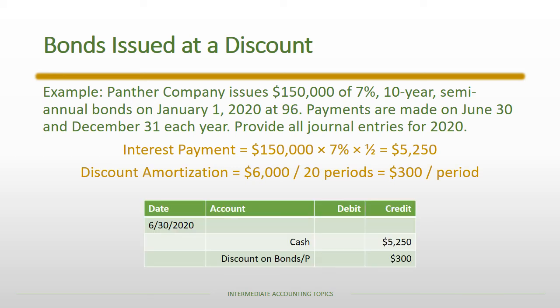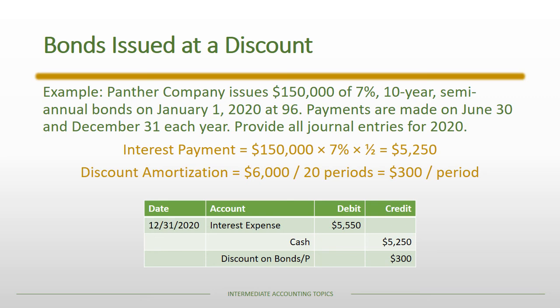And so we have our journal entry. Again, just trying to be theoretically sound. We can see the cash payment is $5,250. The amortization of the discount is $300. And from that, we infer an interest expense of $5,550. Again, the interest expense is derived from both the cash payment and the amortization of the discount.